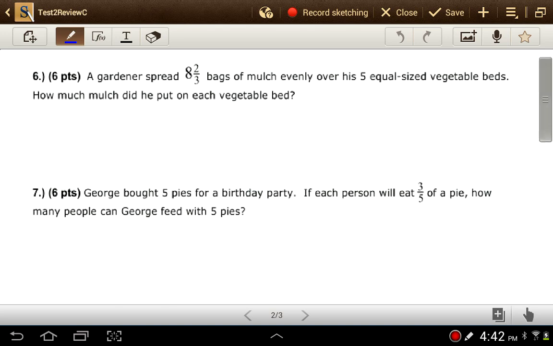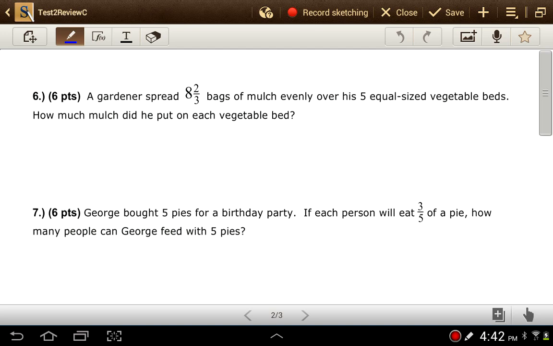All right, on page 2, next problem. A gardener has 8 2/3 bags of mulch. He's going to spread it among his 5. So how much do I have? Remember, I'm always doing total divided by my grouping amount. So my total amount is 8 2/3, and I am dividing that into my 5 sections. So I'm going to turn that into an improper fraction. That's 24 plus 2 is 26 over 3 divided by 5 over 1.